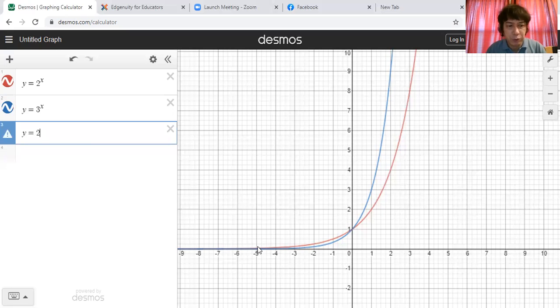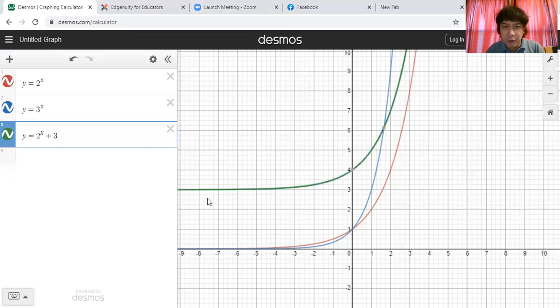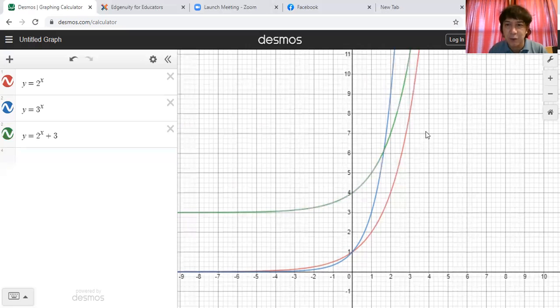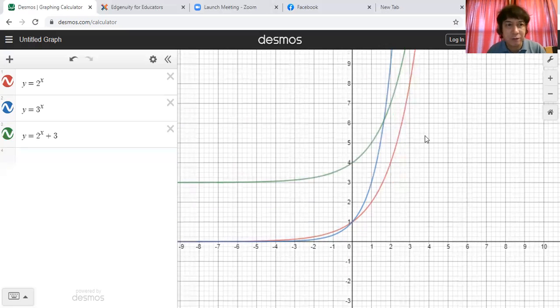Say, for example, 2 to the x, and then we're going to add something, say plus 3. Still, the nature of the graph is increasing, but it's slightly elevated. It went up to 3 here. Still, as you increase your x, the value of the function increases rapidly. You can also change the level of the graph by subtraction.